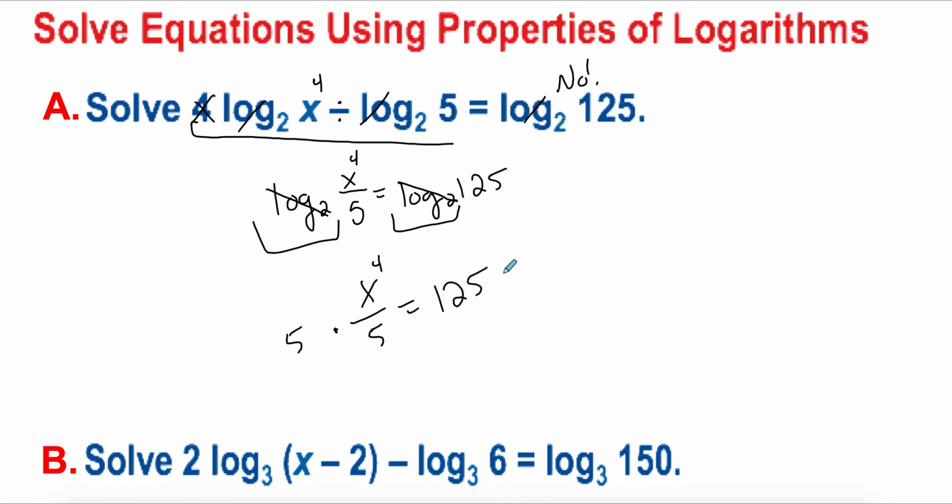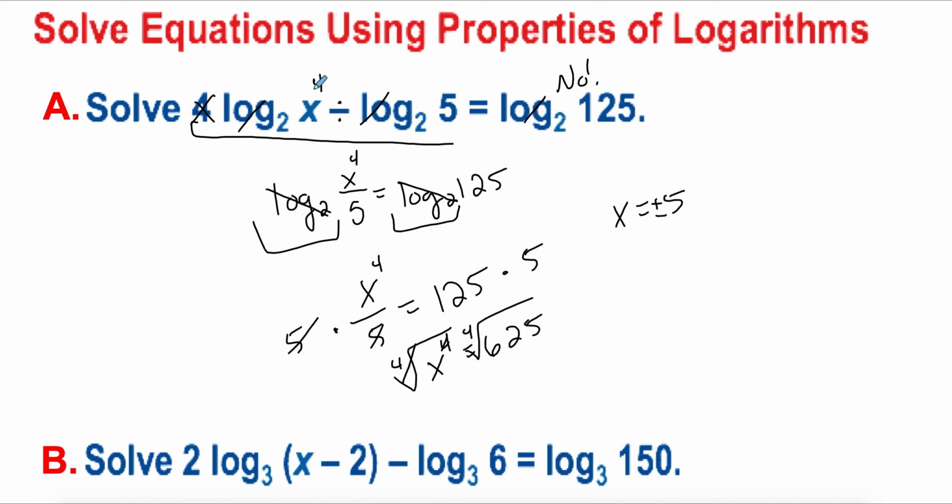Multiply both sides by 5. Okay, those will go away. We have x to the 4th equals 625. And then how do we get rid of this? We've got to take a 4th root. That 4th root cancels with that 4th power, and the 4th root of 625 is 5. Since this is an even index, this should be plus or minus 5.